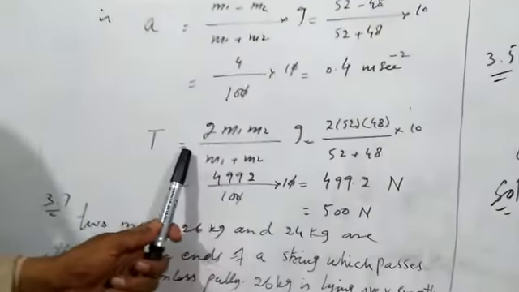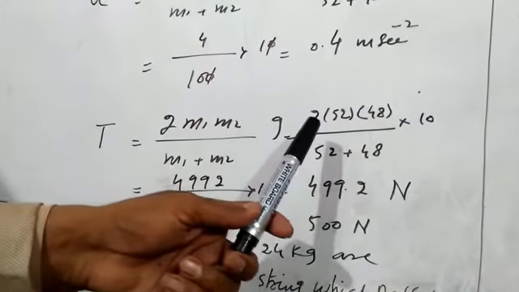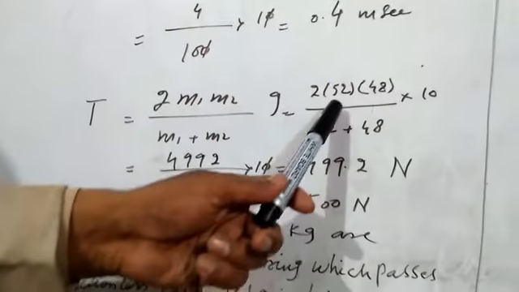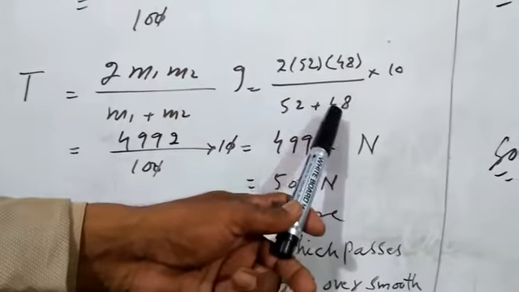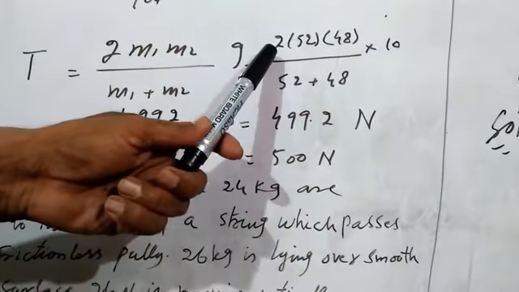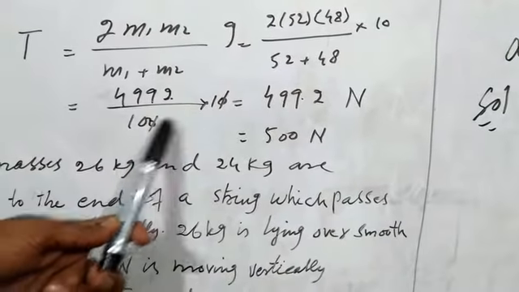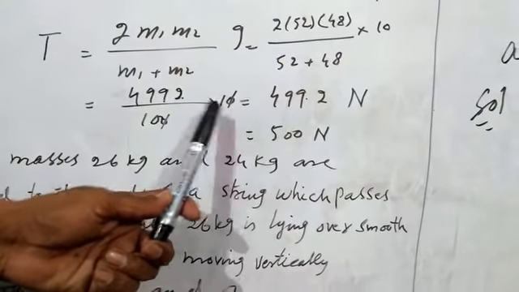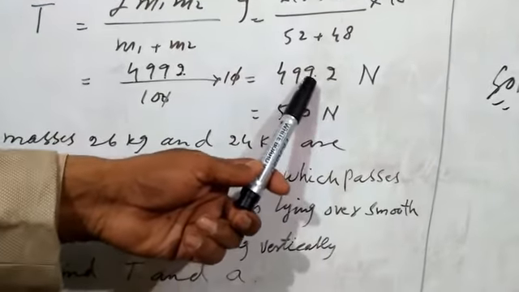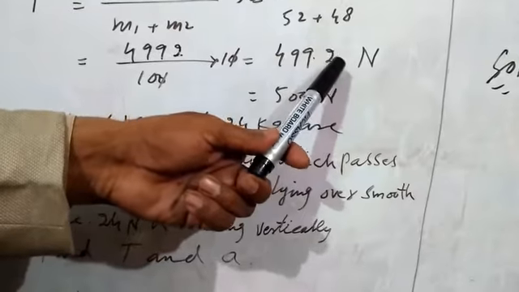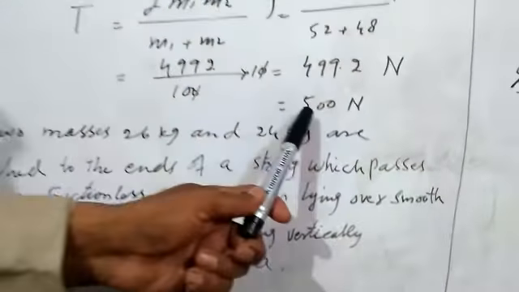So tension is equal to 2 m1 m2 by (m1 plus m2) into g. Putting the values of m1, m2 and g, we have 2 multiplied by 52 multiplied by 48 multiplied by 10 by 52 plus 48. So this product is equal to 4992 by 100 multiplied by 10. 0 cancels with 0. So 4992 divided by 10, we have 499.2 Newton, which can be written as 500 Newton. So our tension is 500 Newton.